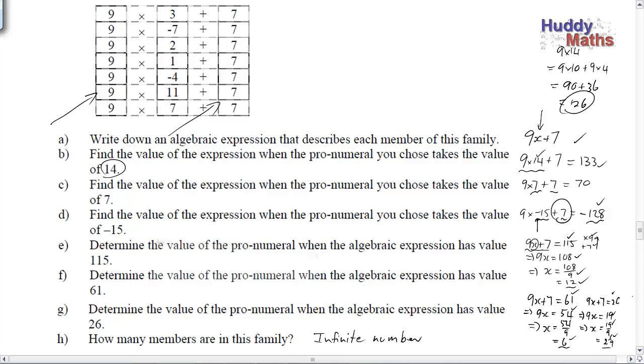Okay. So how many members then? Well, you've got an infinite number of members. Because let's come up to the top here, up to this row, or column rather. That column, you could have any number in there, lots and lots of them. There'd be infinite number of members of this particular family.